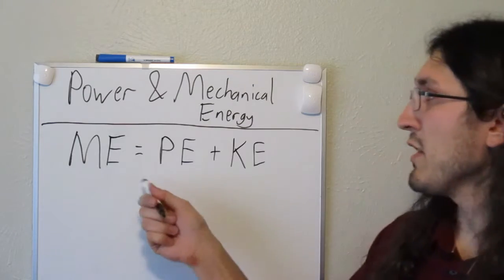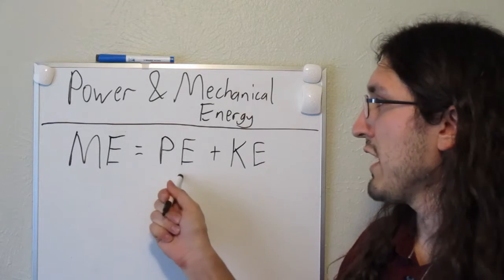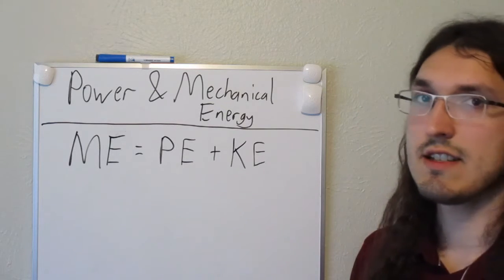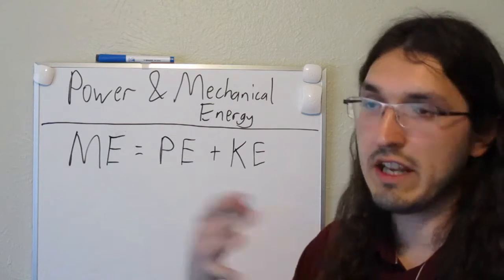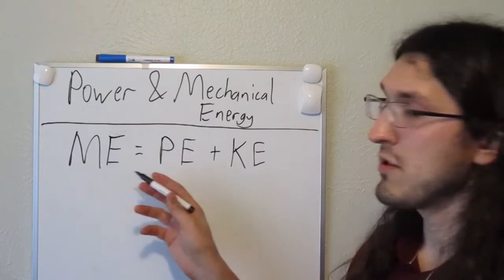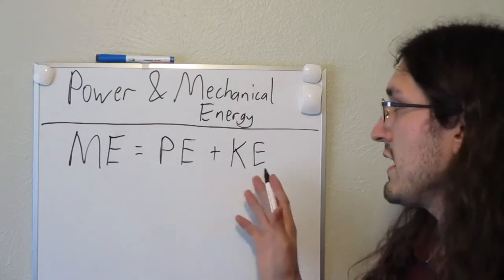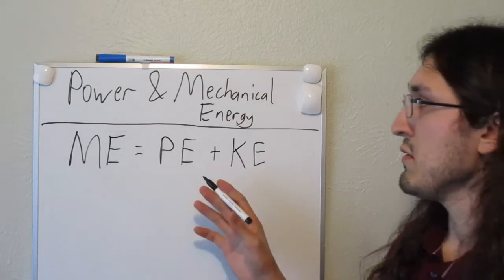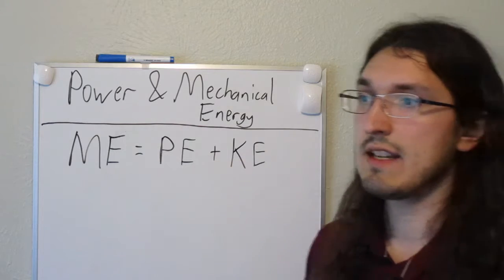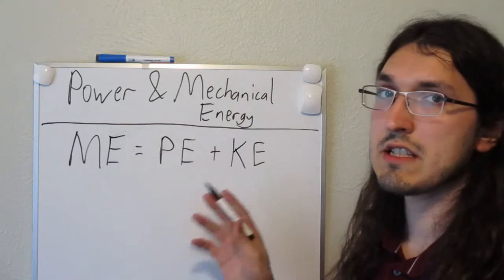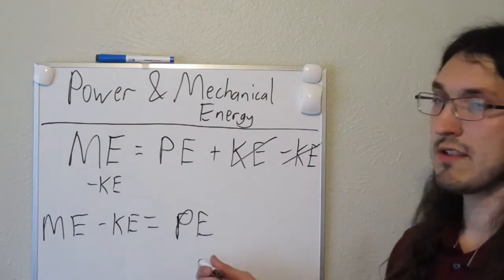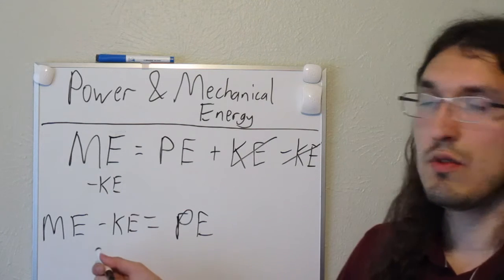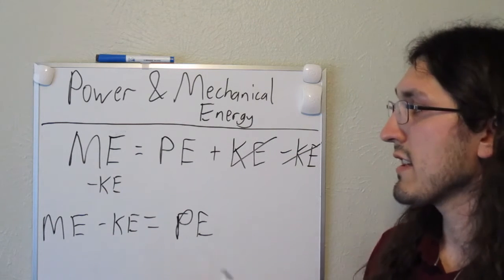Okay, so here you can see the equation for mechanical energy is just potential energy plus kinetic energy. It's just the sum of both those energies. It's the total energy of the system, in other words. If I were to solve for either of these variables, all I would have to do is subtract the other one to both sides. If I wanted to solve for potential energy, I would just subtract kinetic energy to both sides. Okay, so then I get potential energy is just equal to the mechanical energy minus kinetic energy.